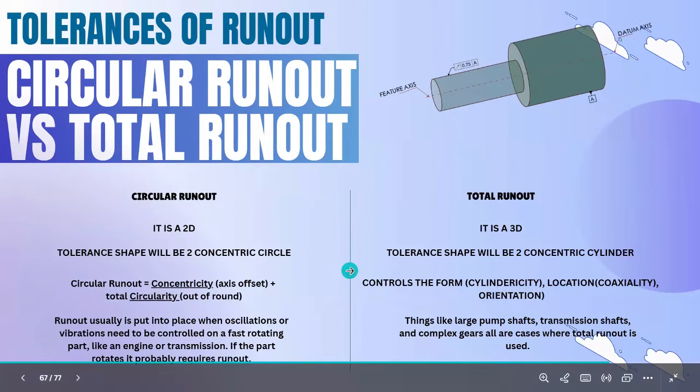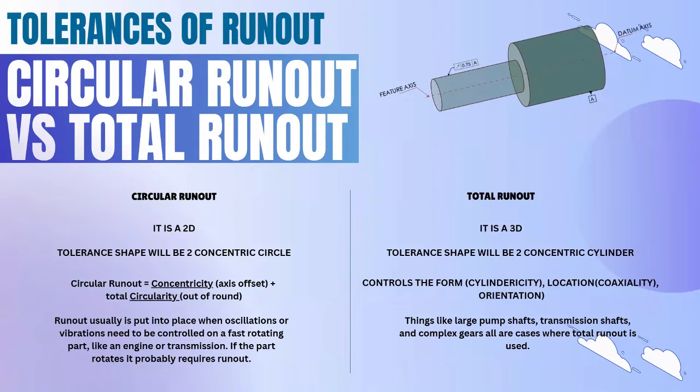Runout is usually put in place when oscillation and vibration need to be controlled on fast rotating parts like an engine or transmission. If the part rotates, it probably requires runout. Here it is the same, but we are going to consider the overall surface. Things like a large shaft, transmission, and complex gears are all cases where total runout will be used.